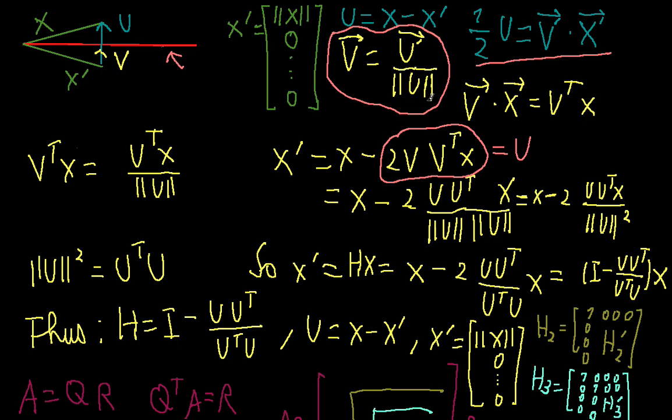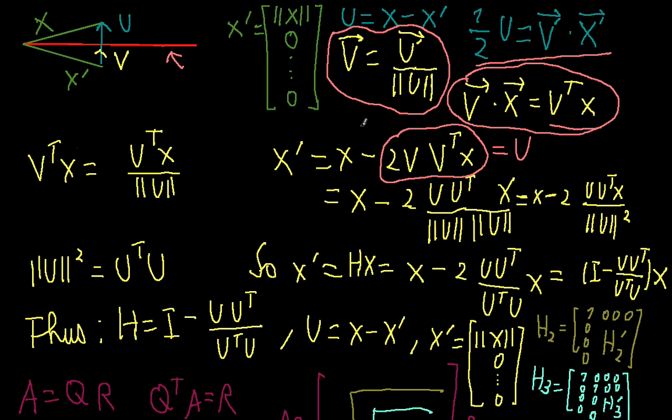Now, to get the projection of x onto the axis spanned by u, and also by the unit vector v, we can simply take the dot product of x and v. Because remember, the dot product gives us the projection of one vector onto the axis spanned by the other vector if the other vector is a unit vector, which is the case here for v. And we can write that in matrix form as v transpose x.